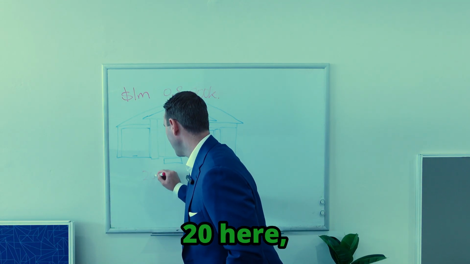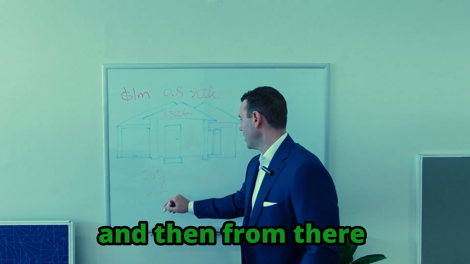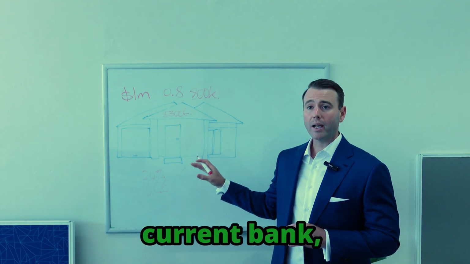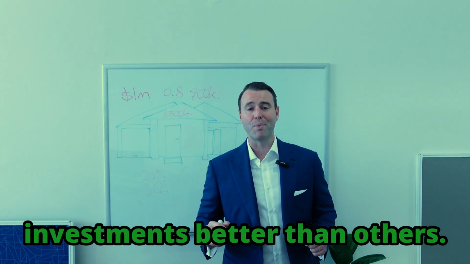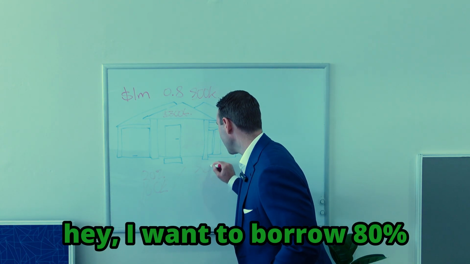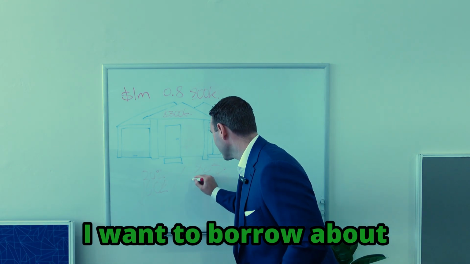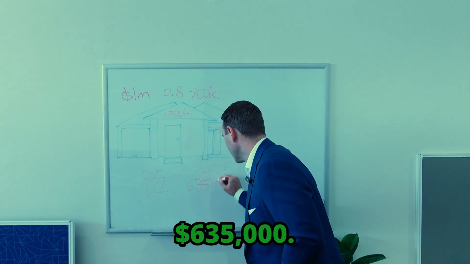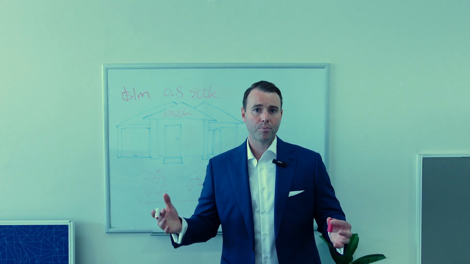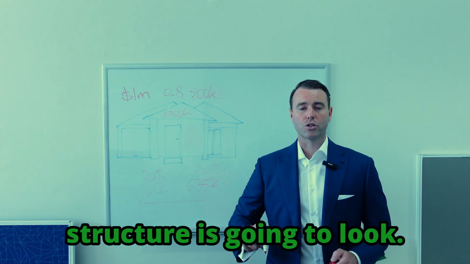So we're just going to say 20 here, 160, and then from there, we're then going to go to the bank, not necessarily your current bank, because some banks do investments better than others. So we're going to go to a bank and say, hey, I want to borrow 80% of the investment property price. So approximately, I want to borrow about $635,000. Now this is technically 100% plus stamp duty and all that sort of stuff. It's all factored in, but this is how the structure is going to look.